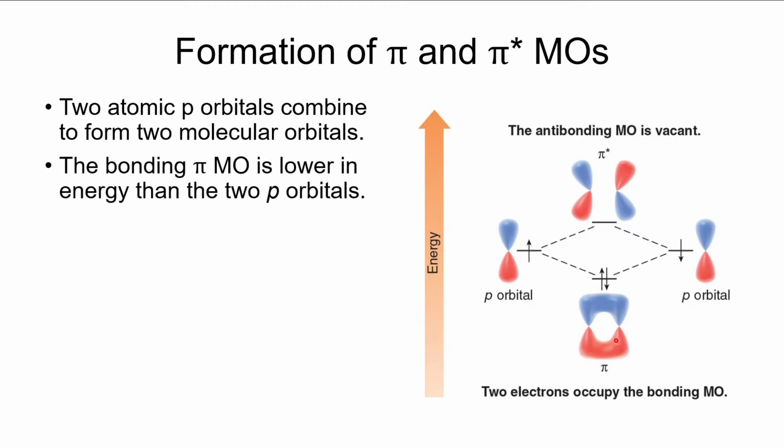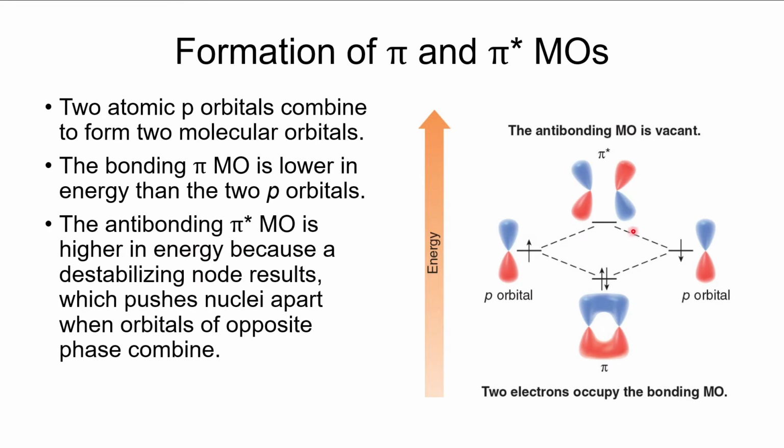We'll get the one that is lower in energy. That one is referred to as the bonding molecular orbital. And the one that is higher in energy is the antibonding molecular orbital. To the extent that we put electrons into a bonding molecular orbital, we're going to get a pi bond. In this case, a pi bond. To the extent that we put electrons into an antibonding orbital, like this one up here, it's going to cancel out the pi bond that we made here.